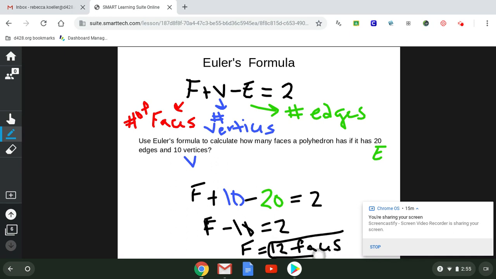So the last thing is just a little formula that can help us, without having a diagram, figure out how many faces or how many vertices or how many edges depending on the given information.